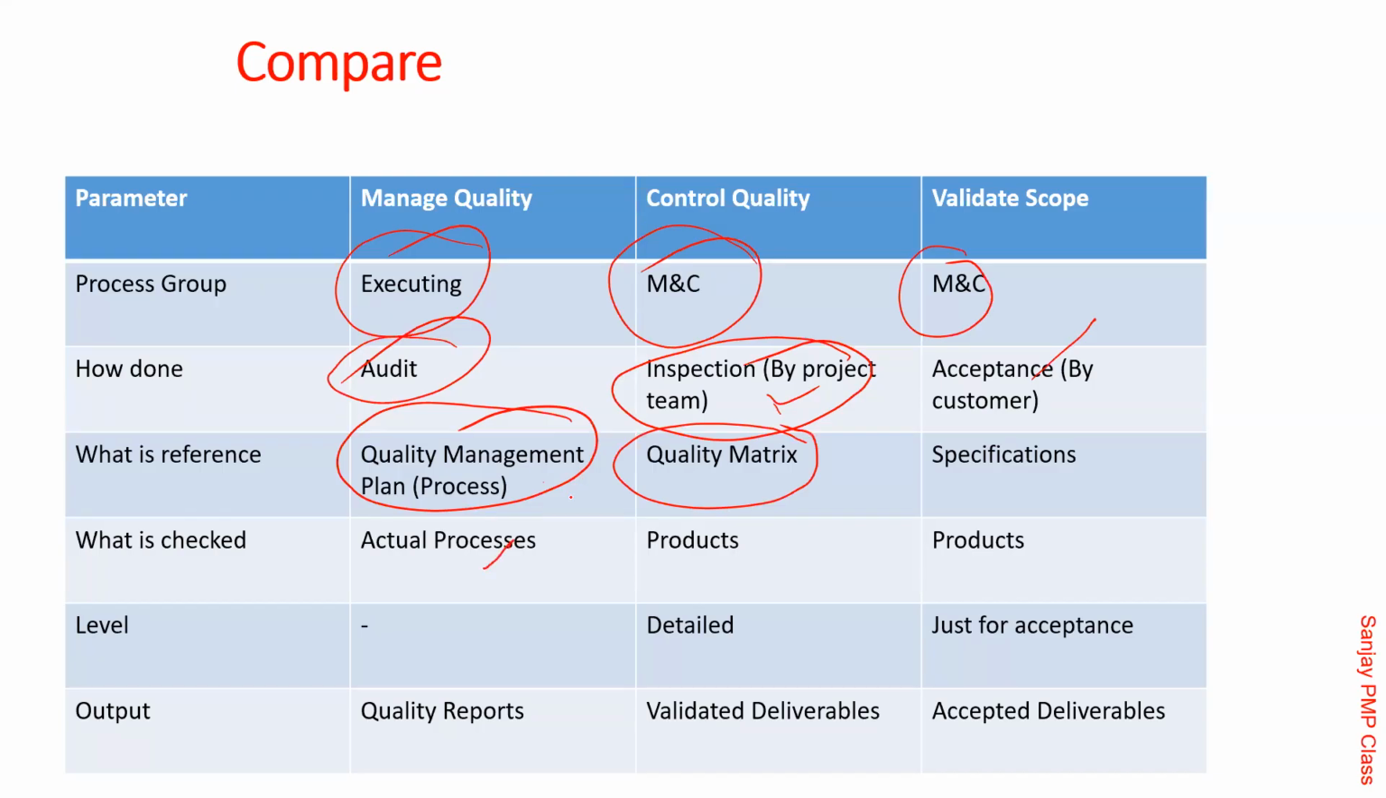So here, actual processes against the plan, actual products against the specification, and validate scope also, specification and product. Then control quality is a very detailed process, whereas validate scope is just for acceptance. In some situations the customer might go ahead and do much more rigorous testing even in the customer acceptance. You can't stop him, but largely, because you have done the first filter, he need not or should not be going into that. The output is quality reports, validated, delivered and accepted. Basically a comparison of these 3.